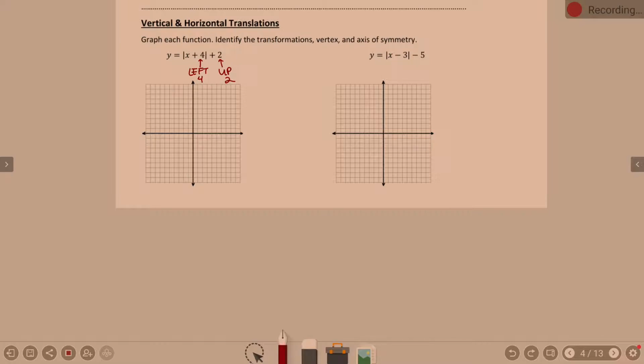Okay. So where was my vertex at last time? 0, 0. What are we going to do with that vertex? We're going to take that vertex and we're going to move it left 4 and up 2. So right there, I'm going to take 1, 2, 3, 4, 1, 2.